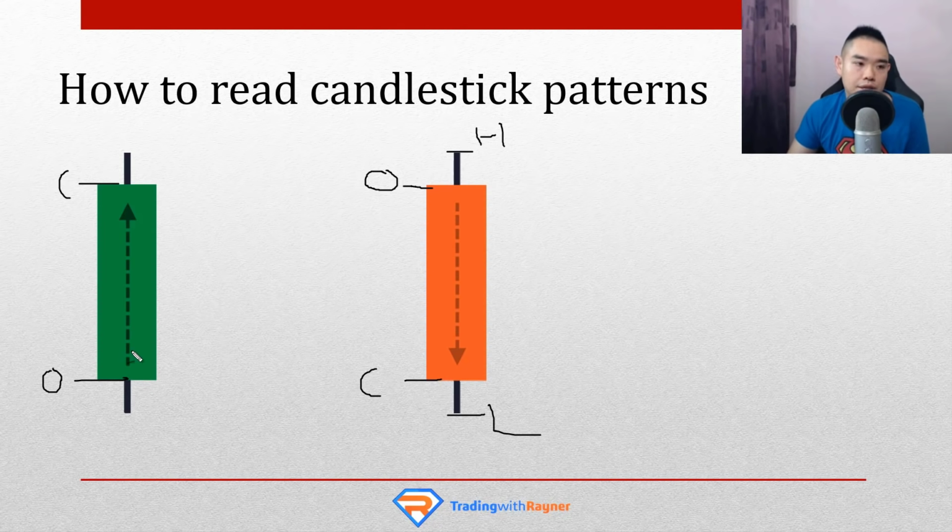This is bullish. This is a sign of strength where the buyers are in control. They have pushed the price and closed above their opening price. Whereas this one is a bearish candle where the sellers are in control, where they actually close right below where the opening price is. So this is what we call a bearish candle. This is actually how you read a candlestick pattern.